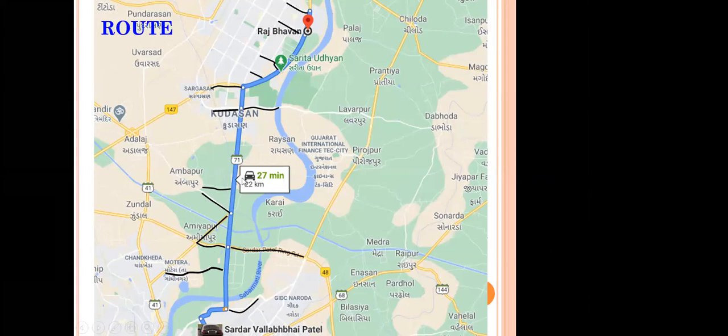All these roads are there where the normal traffic people will be crisscrossing. Especially this is a very busy road. This is a very busy road. So all these roads are very, very busy roads in Ahmedabad, Gandhinagar.